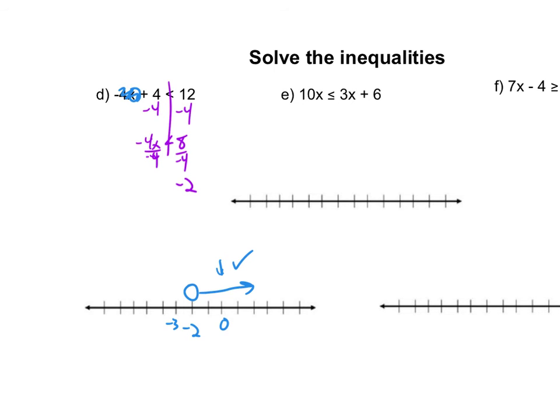So -4 and -3 equals a +12. Plus 4 is +16. That is not greater than 12, so this side does not work. I'm for sure right. My arrow should go this way.